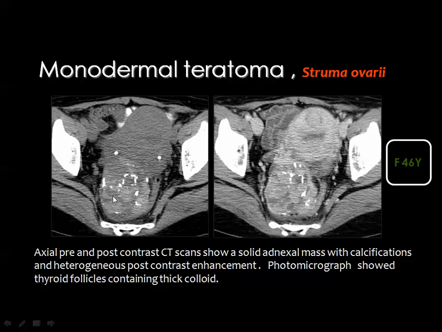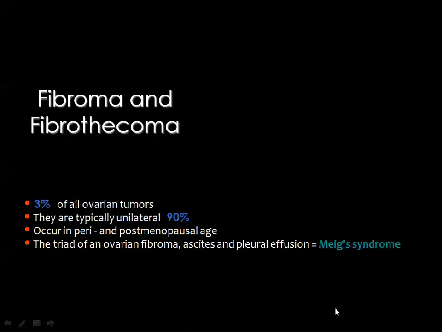They may be solid, as you see here, and they may appear hyperdense in the pre-contrast study. And if you inject the contrast material, they will enhance strongly, and you can see easily the matrix calcification, which are usually seen in the thyroid goiter.